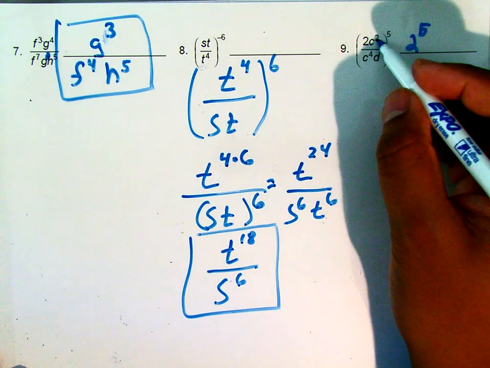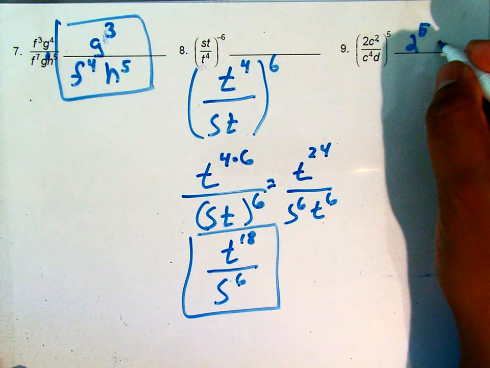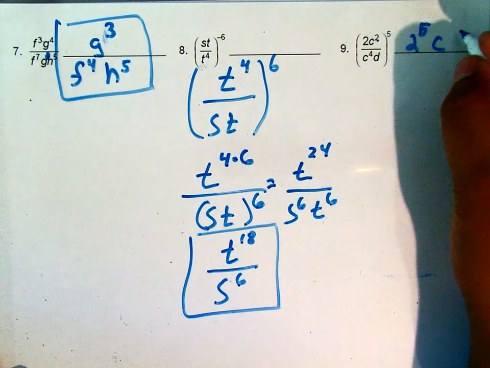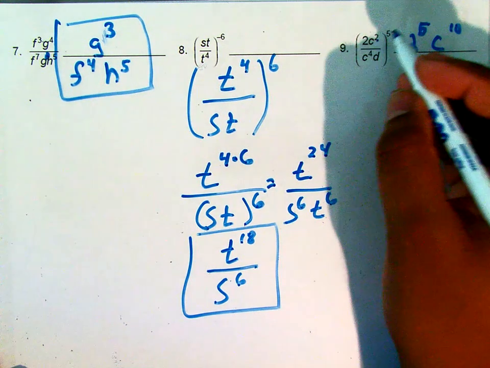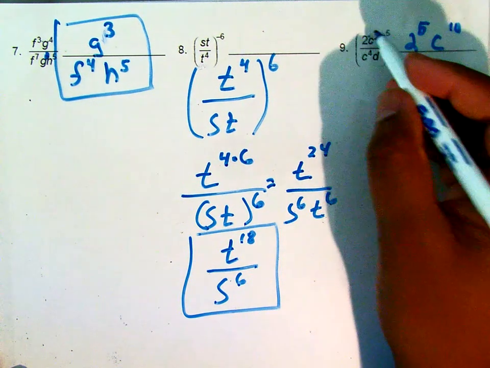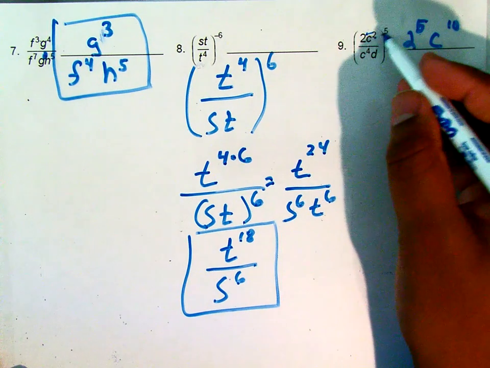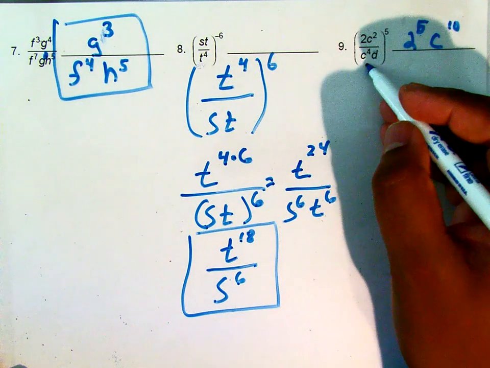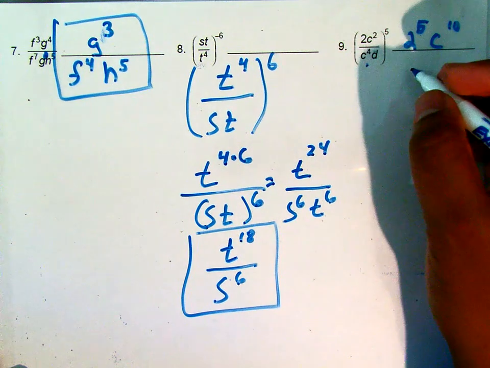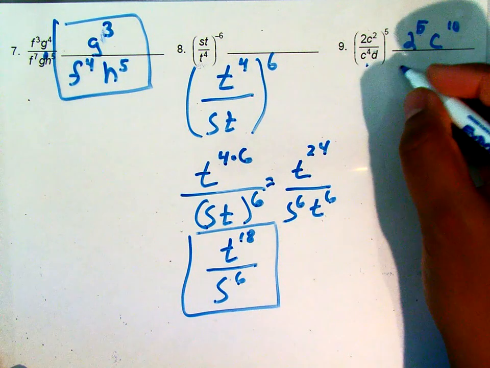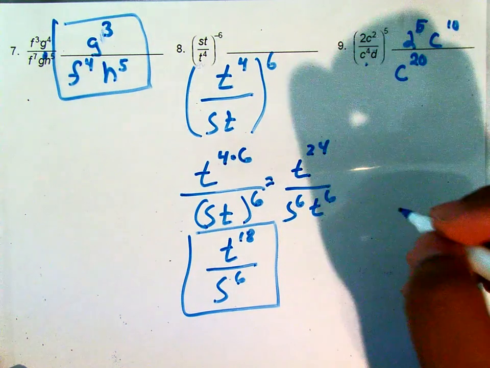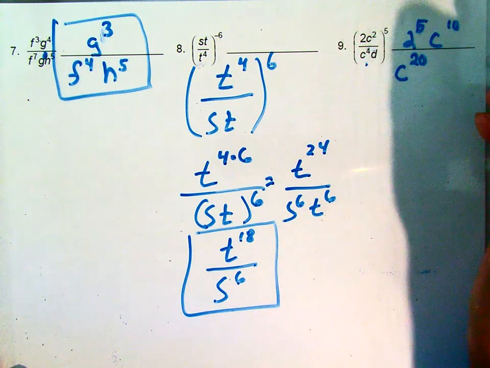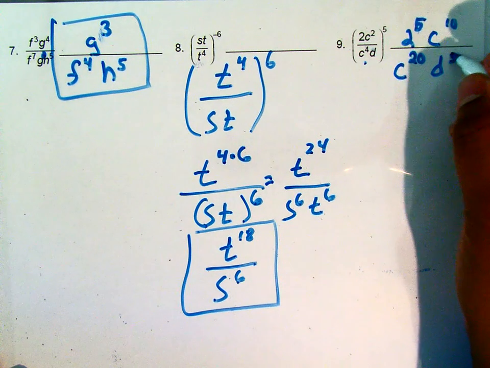And then this 5 is going to multiply with this 2. That's going to be c to the 10th. So I did 5 times this 2, or this understood 1, which is 5. And 5 times this 2, which is 10. I'm going to do the same thing down here. 5 times 4, so that gives me c to the 20th. And then 5 times this d is going to give me d to the 5th.